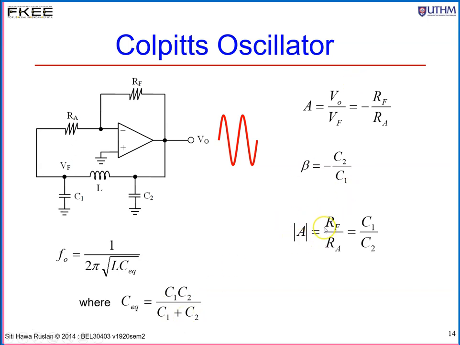So this is how to design a Colpitts oscillator. You must make sure that the ratio of RF over RA equals the ratio of C1 over C2. And with that, you can produce a sinusoidal waveform at this particular frequency.